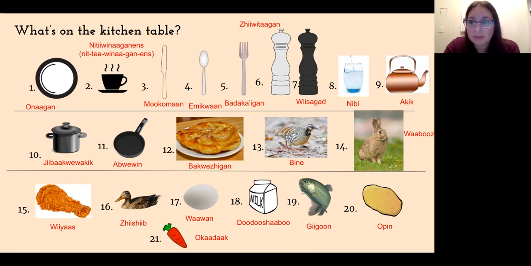Wisagad. Pepper. So 8 is water. Nebe. 9 is a tea kettle. Kick. 10 is a cooking pot.